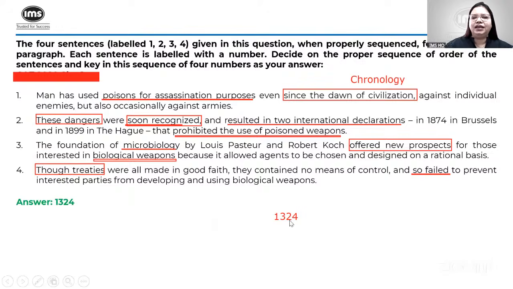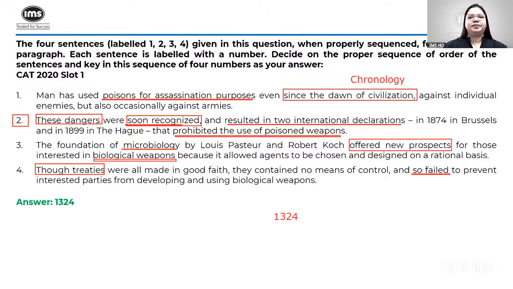You may find one clear link here. You may even find an opening, but you have to look at what it is that prompted this decision. 2 is talking about a decision, and it also seems to present a sense of urgency. These dangers were soon recognized, right? When was microbiology founded? When did this entire offering of new prospects come into the world? We don't know, it's not clearly mentioned, but we do know it's part of the modern world, right? We do know that it's not part of the medieval world, etc. So that sense of urgency, because it allowed for biological weapons, is what 2 is creating. And that's why you had these treaties signed, but the treaties failed, right? I hope that is clear. By the way, this was a CAT 2020 slot 1 question. All right. I hope we're clear.